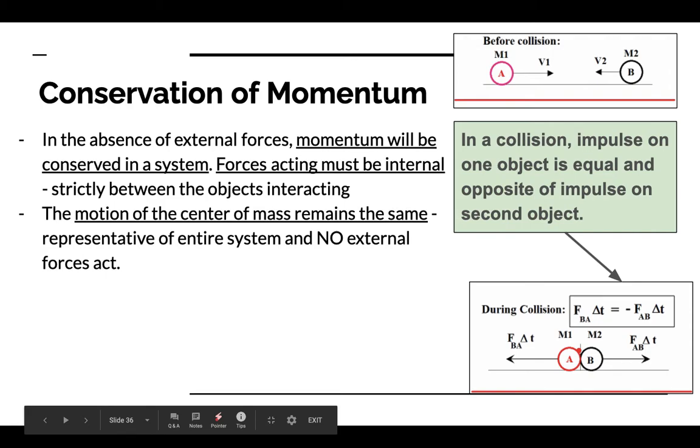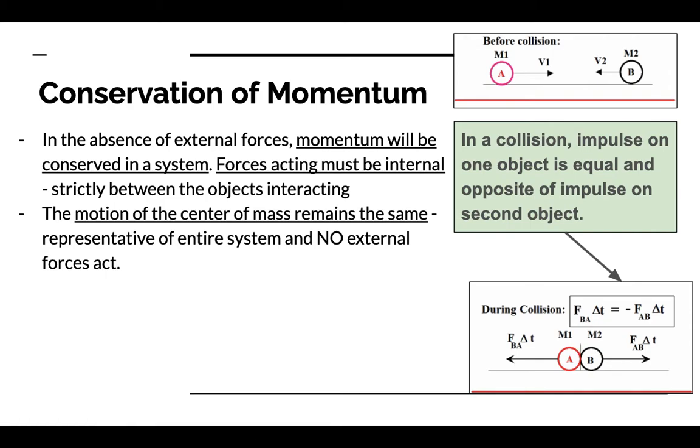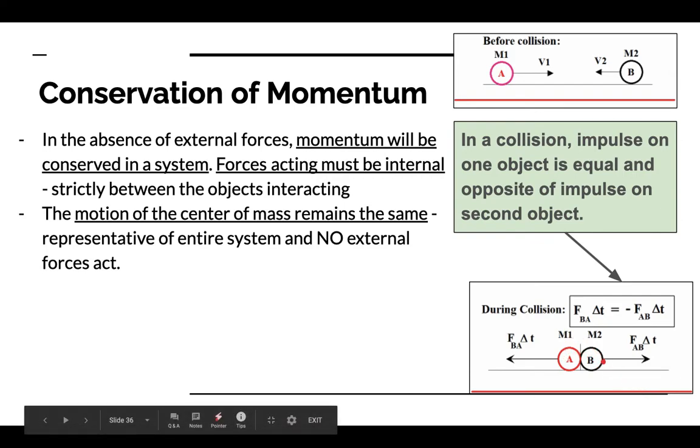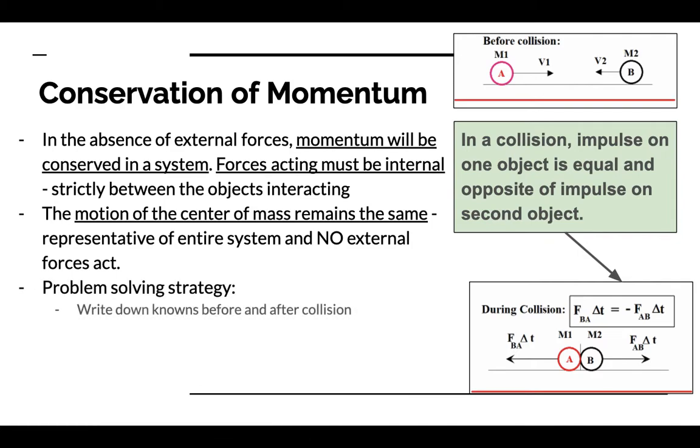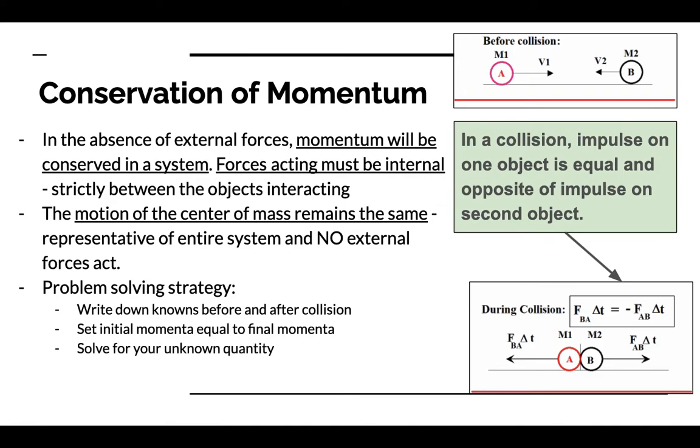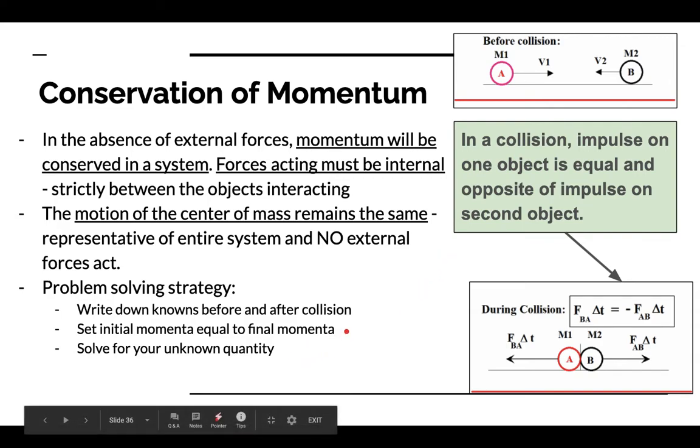The motion of the center of mass remains the same. It's representative of the entire system, and no external forces act. So again, even though A and B exchange momentum with each other, because there's no overall momentum exchange in the entire system, it all stays within the system. That means the center of mass of the system will maintain its motion before and after a collision when momentum is conserved. Your problem-solving strategy is to write down your knowns before and after the collision, set the initial momenta equal to the final momenta, and then solve for your unknown quantity. So again, it's the same problem-solving process as we applied for conservation of energy.